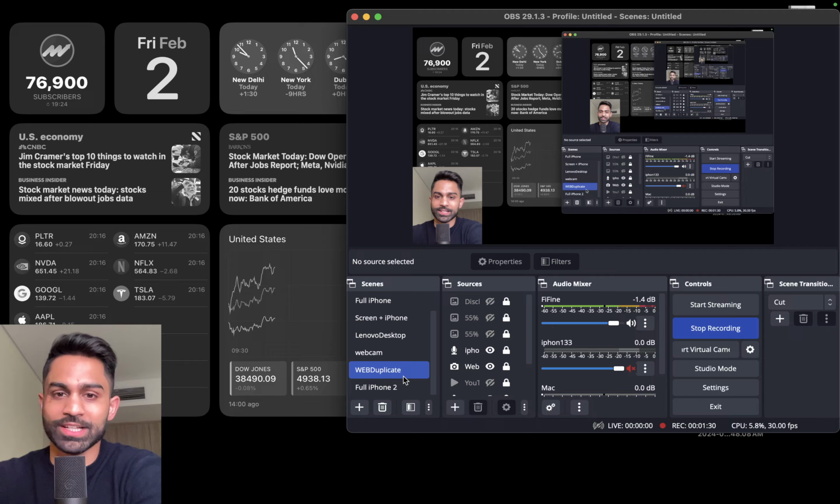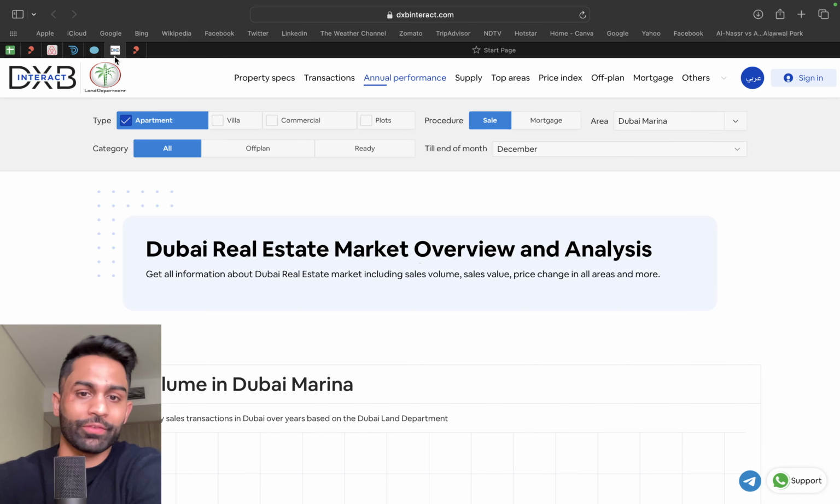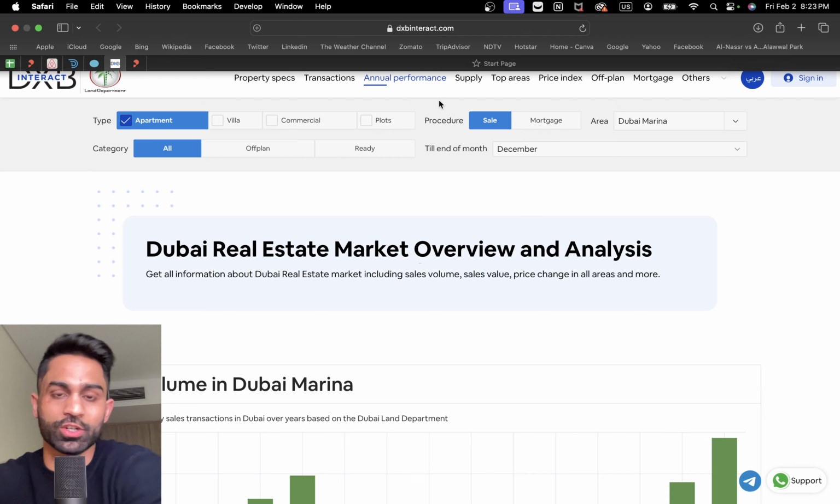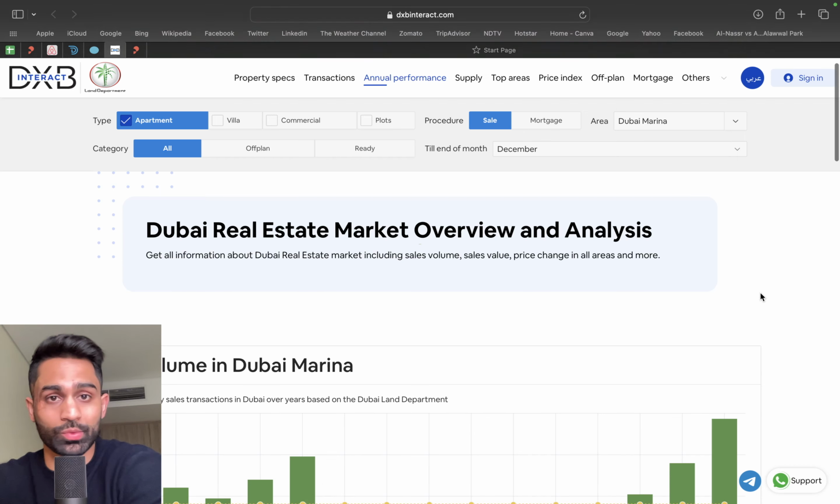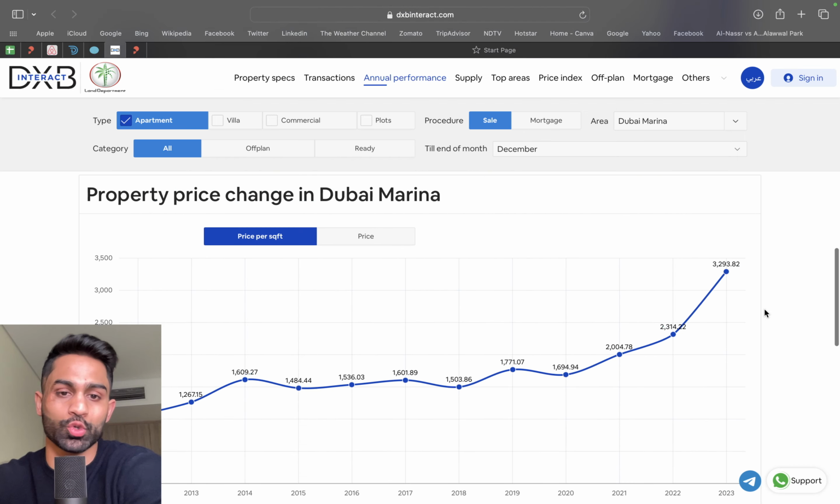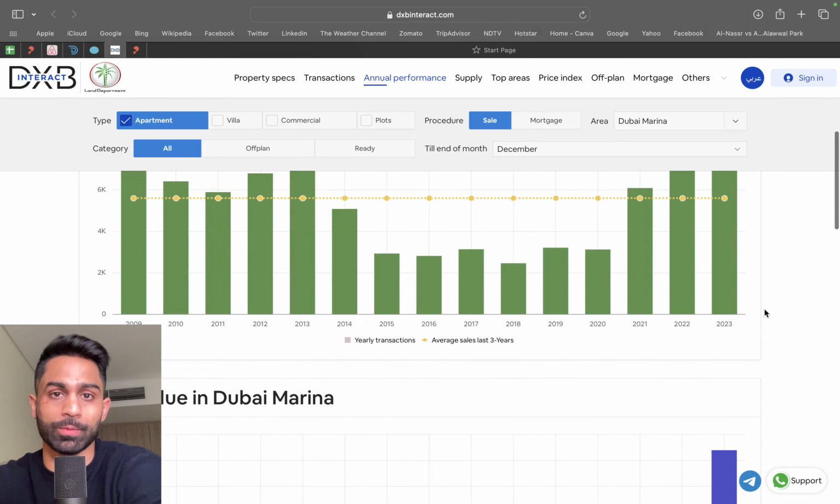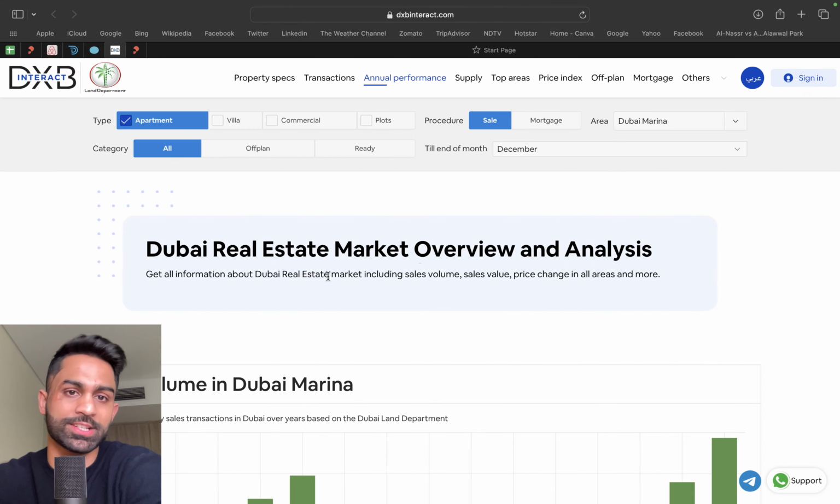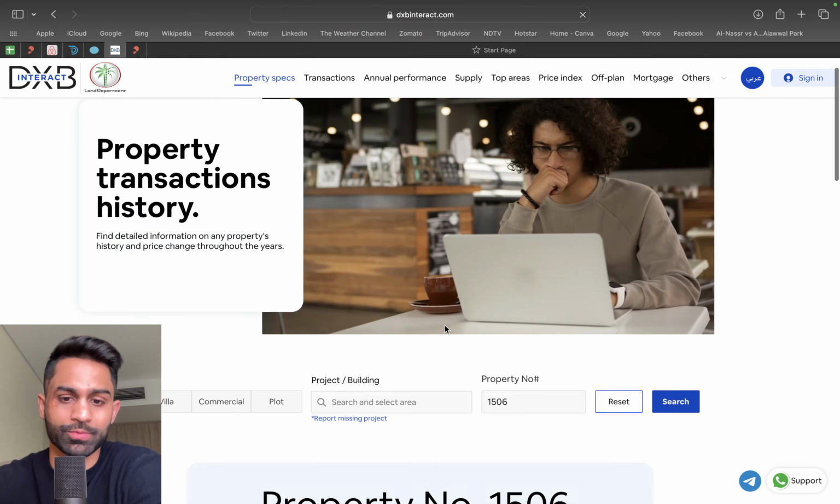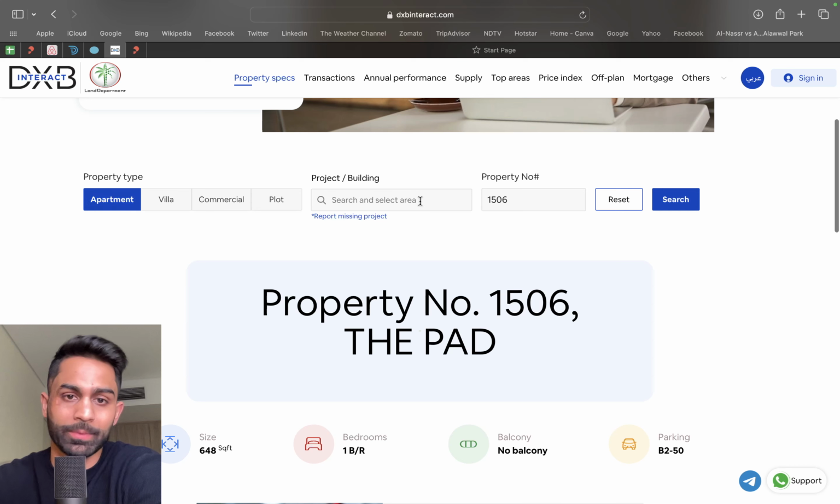So first things first, let's dive right into some of the actual resources. There's a website called DXP Interact, which is one of the best resources for anyone who's looking to understand the Dubai market a little bit better. I use it on a regular basis because I'm trying to understand the transactions, the annual performance, and property specs. If you go over to property specs and you're looking at any specific area, let's go over to apartment and search a quick property.